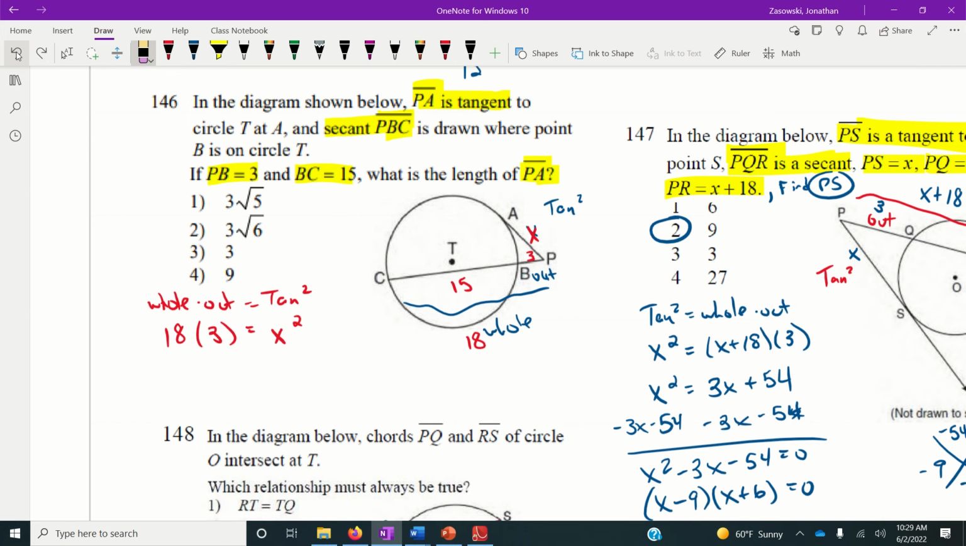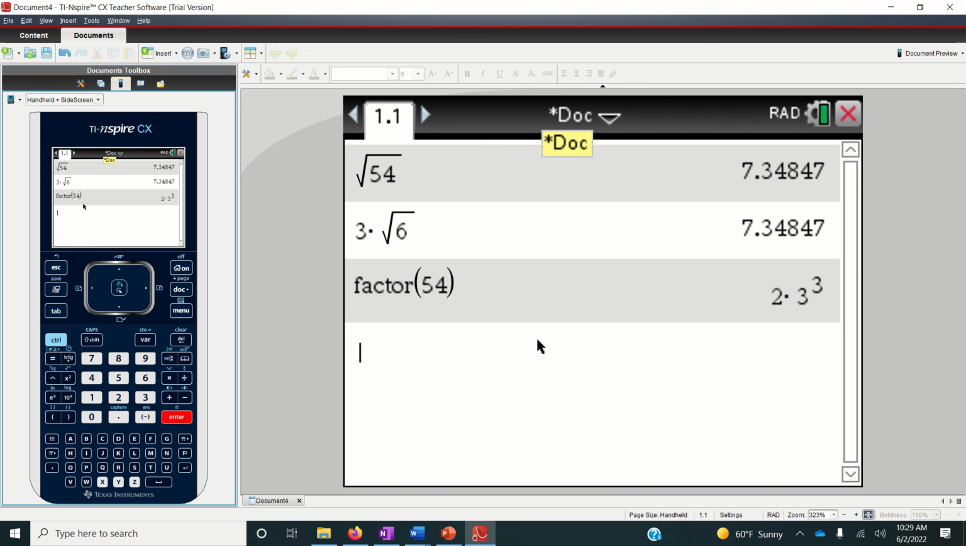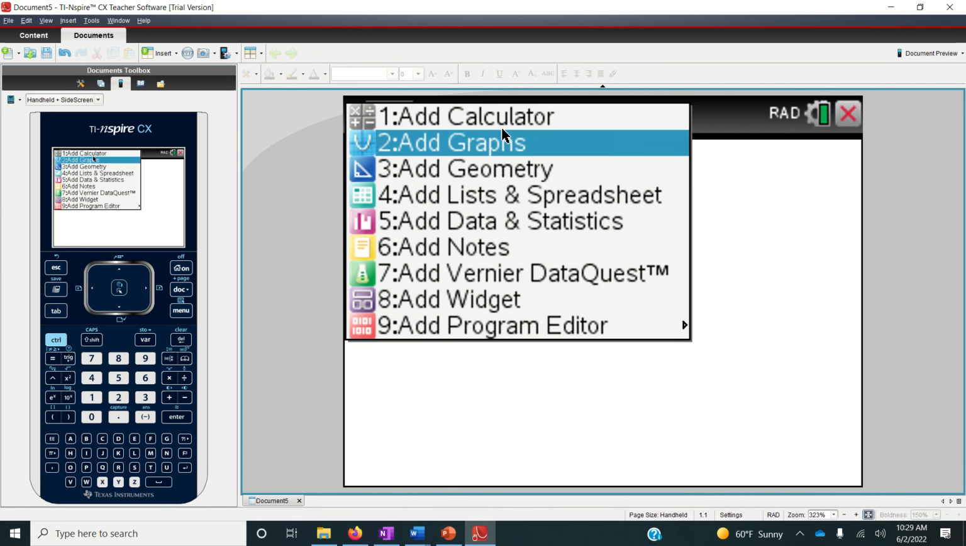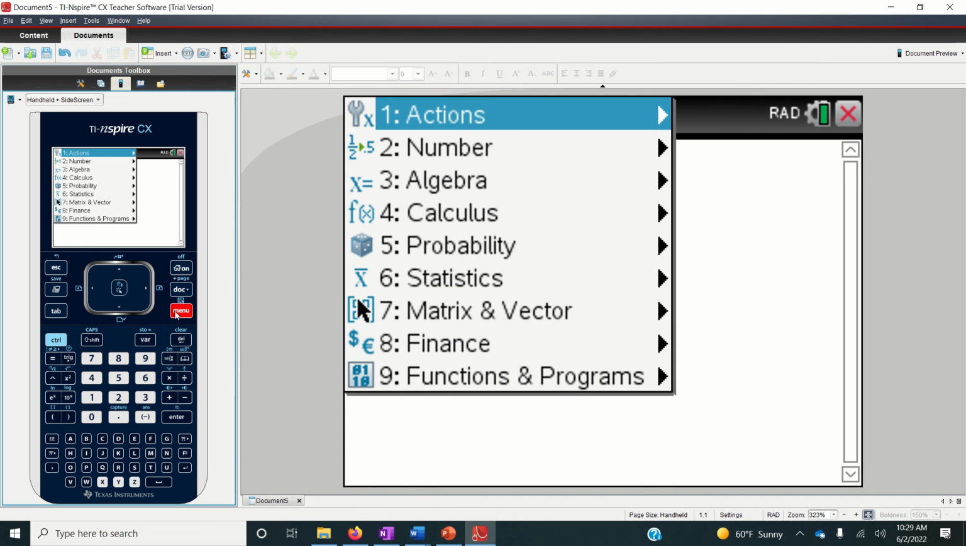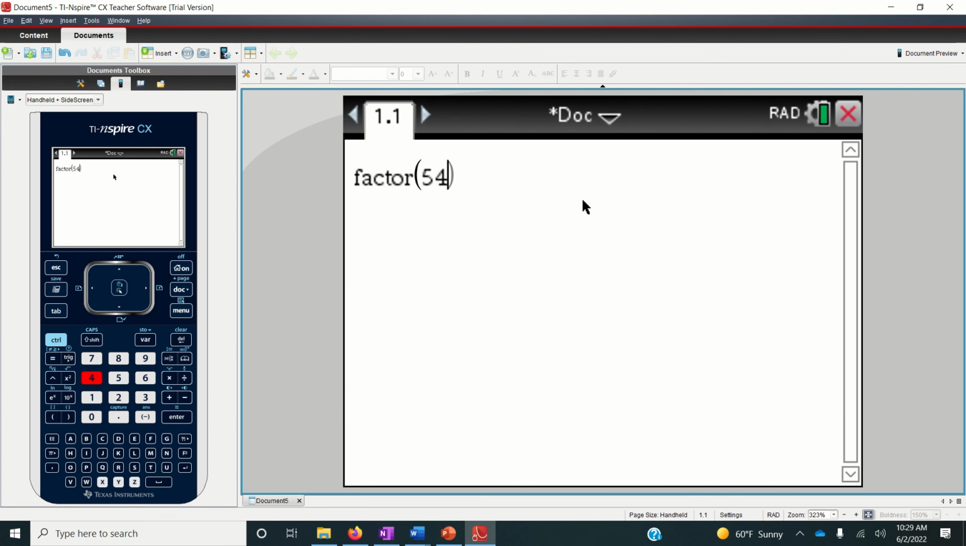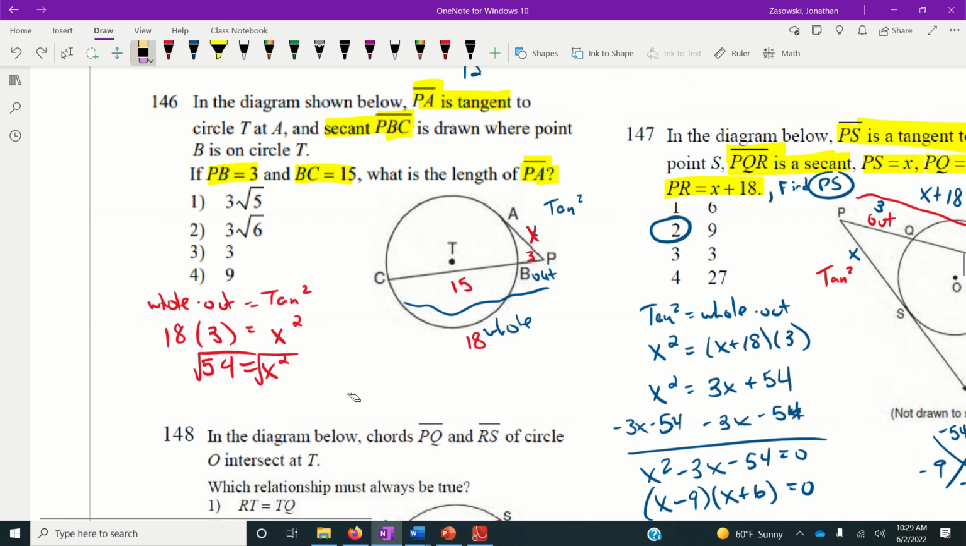All right, we're going to plug into our formula. So whole 18 times outside of 3 is equal to x squared. 18 times 3 is 54. We're going to take the square root of both sides from there. And then remember that on your calculator, we're just going to do new document, grab a calculator page, menu, number, so 2, 3. And then if you type in your number, it'll break down that into prime factors for you. Okay, so it should be 3, 3, 3, and 2.